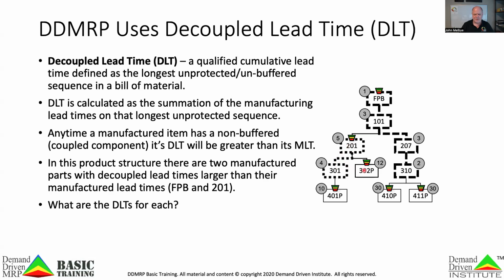Why is this important? Well, what's important is understanding where we can place inventory that will impact the end item buffer lead time. If we buffered 301, for example, we would impact the 201 buffer lead time, but we wouldn't impact the FPB lead time. Therefore, we would still have to hold the same amount of inventory at FPB, even if we buffered 301. So we really need to understand whether the item that we're buffering is on the decoupled lead time, because that's where we can have an impact on the lead time of the buffered item at the top, which is our highest dollar item. Therefore, that's the one we're trying to reduce if we can.